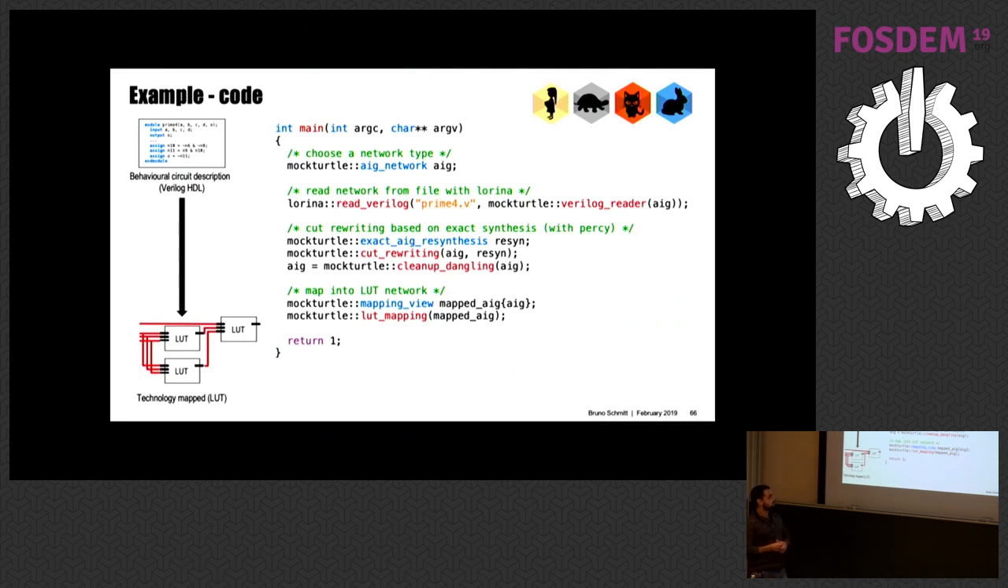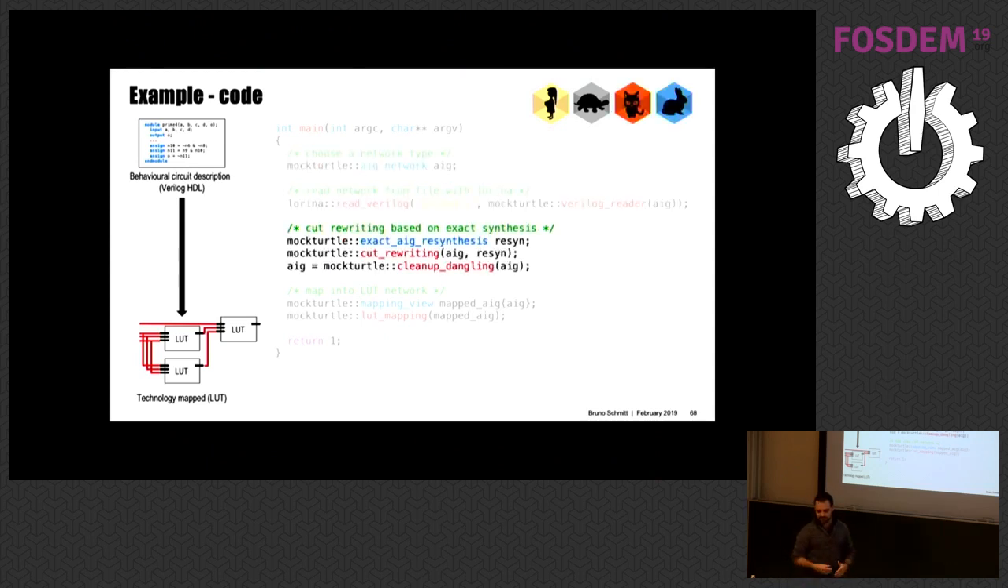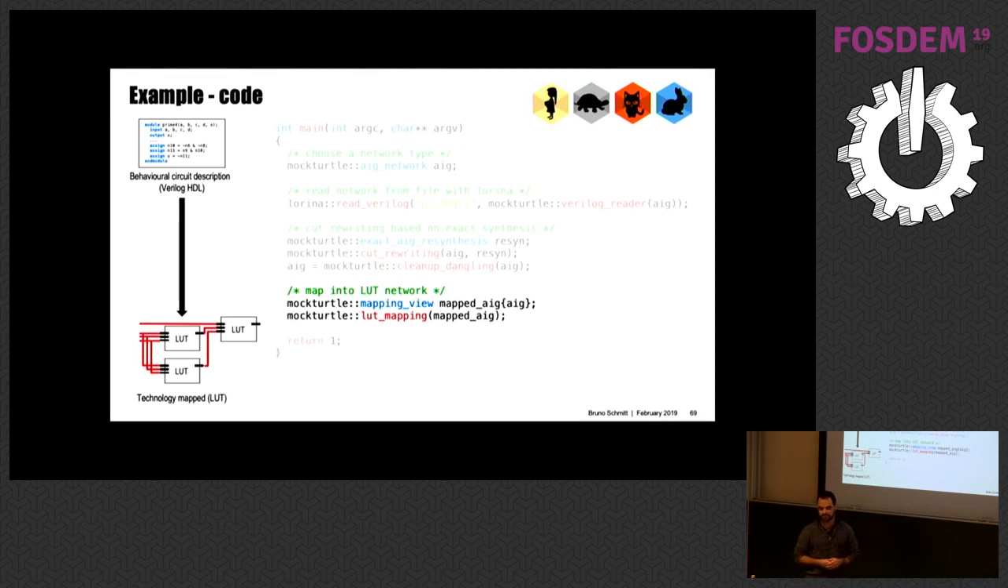So here, we first load the network, and we parse the input and create the network. Then we do the cut rewriting. And when you do cut rewriting, you end up with some dangling nodes in a network, so you need to clean it up afterwards. And then you map it to your LUT. It is as simple as that. And then afterwards, you can write in one of the formats that can then be the input for some placing and routing tool that comes afterwards.